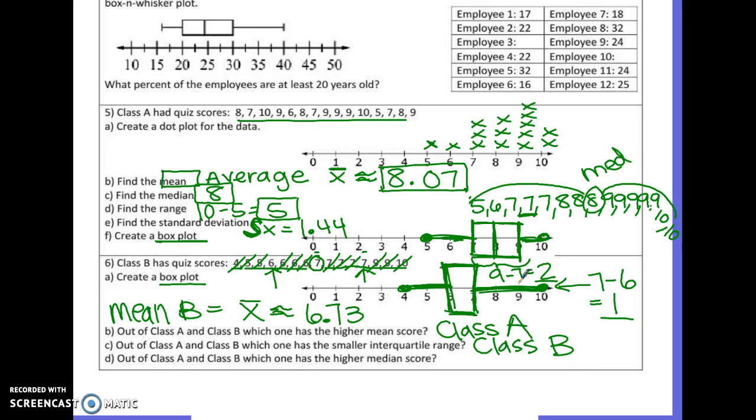Out of Class A and B, which one has the higher median score? We didn't label it below, but here we know the middle is the median. So here we know the median is 8. And down here, remember the median and quartile 3 were both 7. So our median here was 7, remember that. And so we're comparing 7 to 8. Which one is higher? That would be Class A.